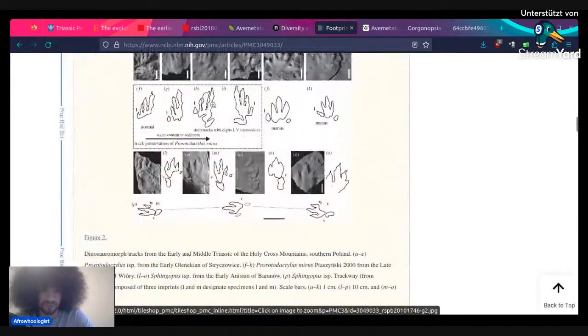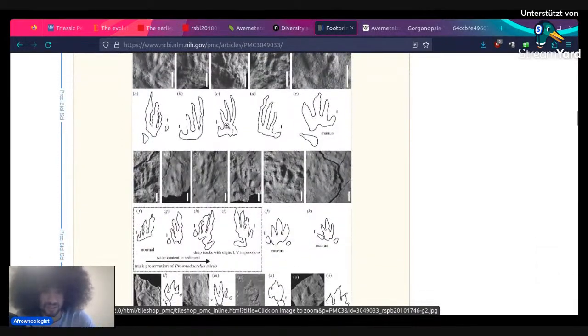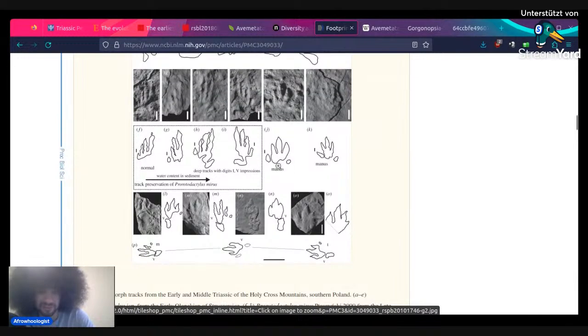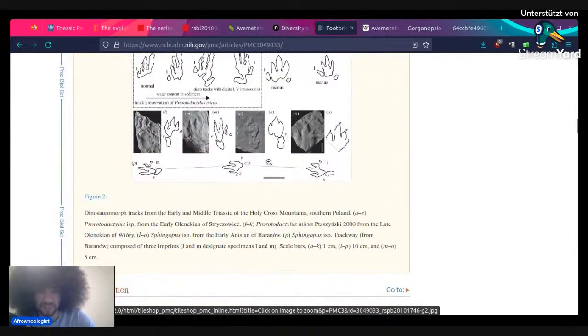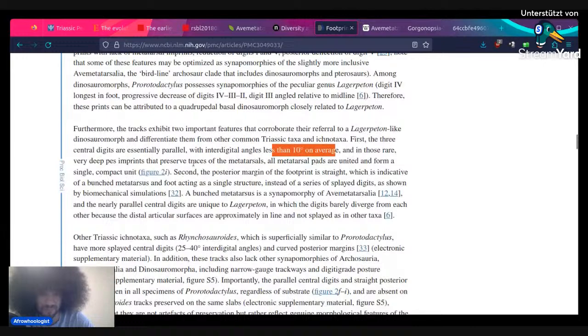Having three parallel central digits does not tell you much. And even then, you can kind of see how that's a bit problematic as well. You can interpret this for yourself: are these completely parallel? Are these truly parallel central digits? There seems to be some, I mean, they definitely are somewhat parallel. They say essentially parallel, and the devil's in the details. What does it mean to be essentially parallel? Again, tough sell. Less than 10 degree angles on average.